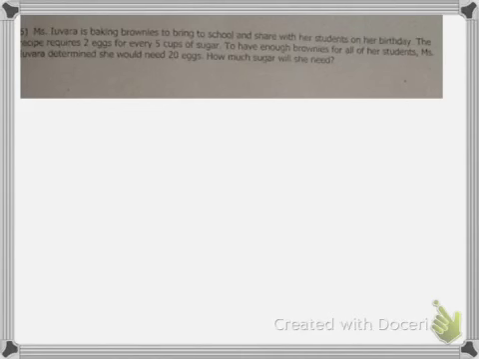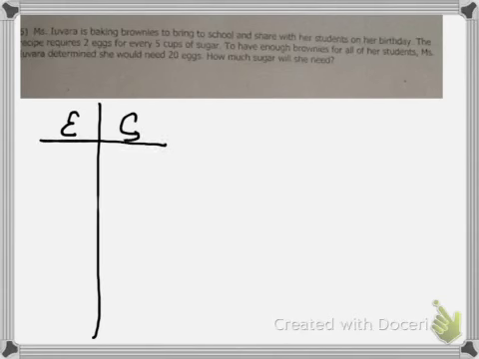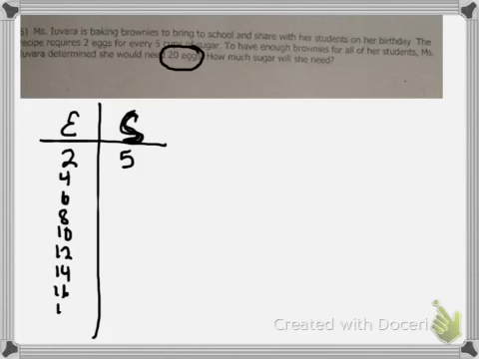So we can either set up a ratio table or an equivalent fraction. If I'm making a ratio table, I'm going to make 1 column for eggs, one column for sugar. It should be an S. So I have 2 eggs for every 5 cups of sugar, and I determined I need 20 eggs. So I'm going to keep going here. 2, 4, 6, 8, 10, 12, 14, 16, 18, until I get to 20.